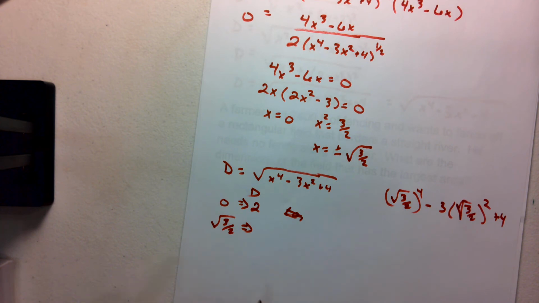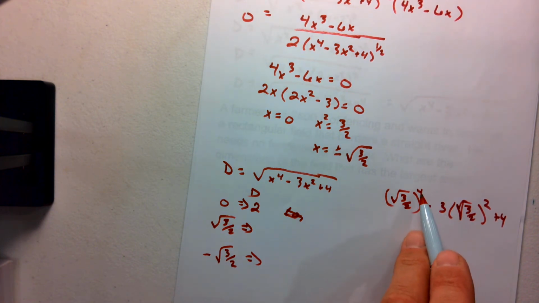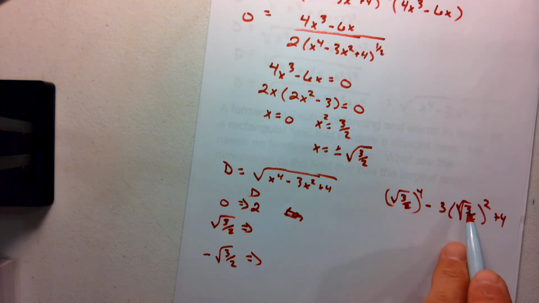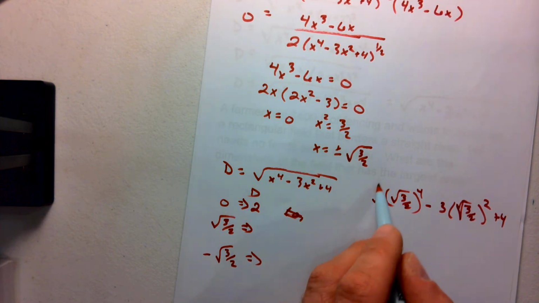As I'm doing this, in my mind I'm thinking, hey, wait a minute. If I think about the negative square root of 3 halves, and I plug that in as well, anything to the fourth power is going to be a positive, anything to the second power is going to be a positive. So it doesn't matter if I get a positive or a negative x value, they're always going to be the same answer. So I know that these two are going to give me the same solution. And I'm going to get the square root of that.